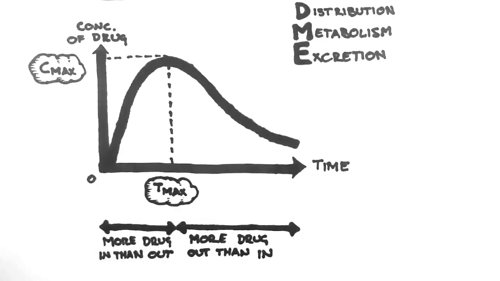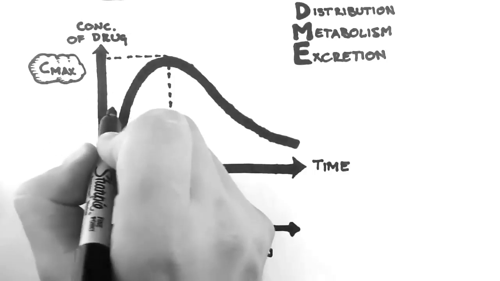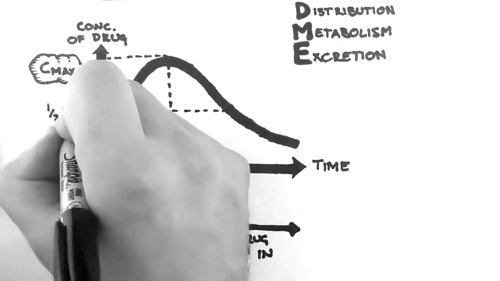Now, a slightly more confusing concept is the half-life of a drug. The half-life is, by definition, the time it takes to remove half of the current concentration of drug from the body. So let's consider the half-life on this graph. If we begin at Tmax, we want to see how much time it takes for the concentration of the drug to decrease from Cmax to half of Cmax. So here is the half Cmax line here.